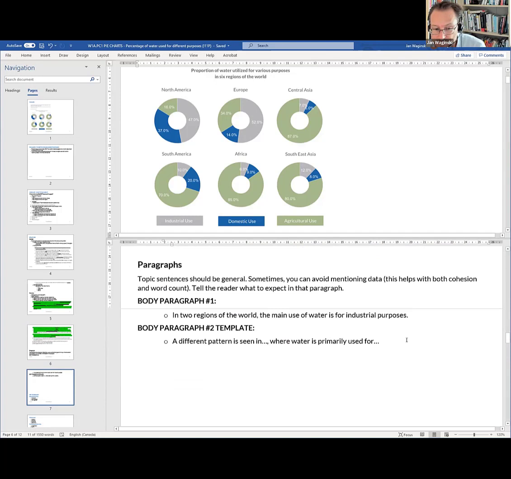Okay, for paragraphs, my advice is that topic sentences should be general. Sometimes you can avoid mentioning data, which helps both with cohesion and word count. It helps with cohesion because if you put a lot of details into either a general overview or your body paragraph topic sentences, it's too much for the reader right away. It's like you're hitting them over the head with details and data. Don't do it. If you can, start the body paragraphs with general statements. So you can say, in 2 regions of the world, the main use of water is for industrial purposes. And notice how this matches the general overview.